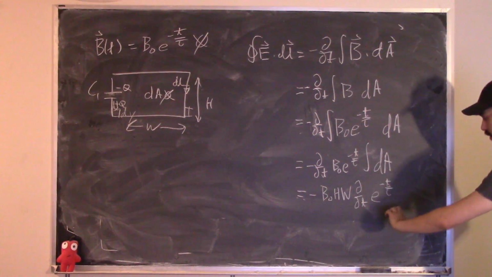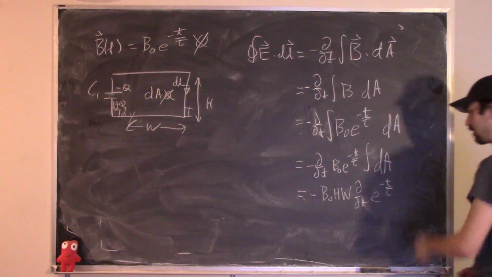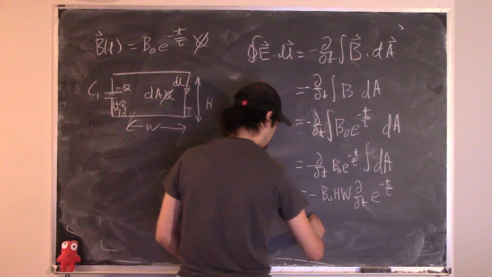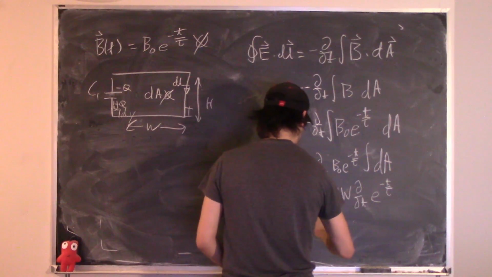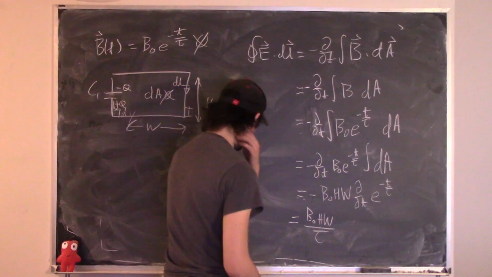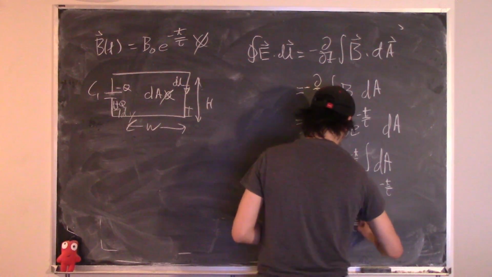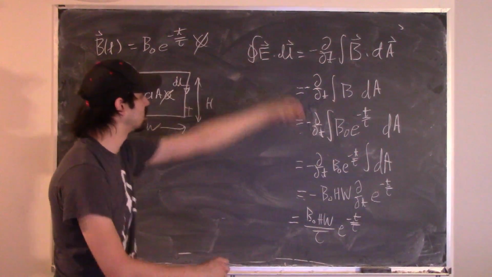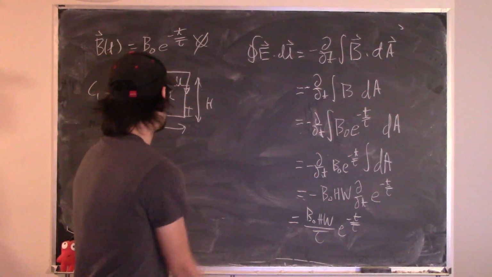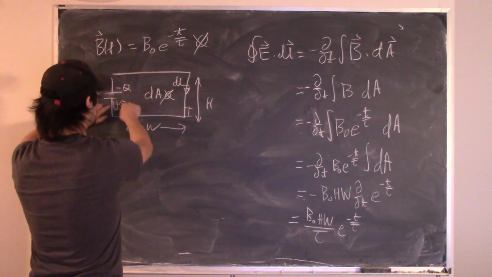The derivative of this is just going to be negative 1 over tau times e to the minus t divided by tau. And so this says in the end, this is going to be plus B0 h w divided by tau times e to the minus t divided by tau. So we've taken care of the right-hand side of Faraday's law. So let's look at what's going on with the left-hand side.